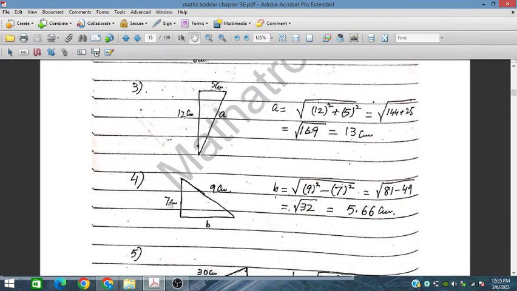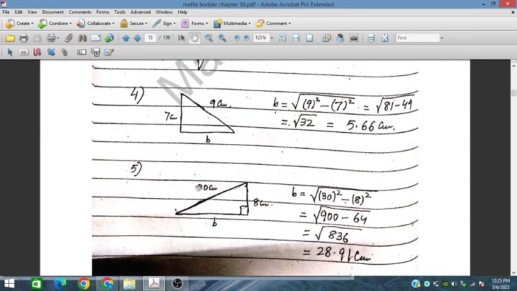Similarly for this one, now this side is 9 centimeters, and this is 7 centimeters. So we subtract 7 centimeters squared from 9 centimeters squared. So this is 81 minus 49, which is 32, and this length is the square root of 32, which is 5.66 centimeters. Similarly for this one, from 30 centimeters squared, subtract 8 centimeters squared, so 30 squared minus 8 squared gives 836, and on taking the square root, we get 28.91 centimeters.